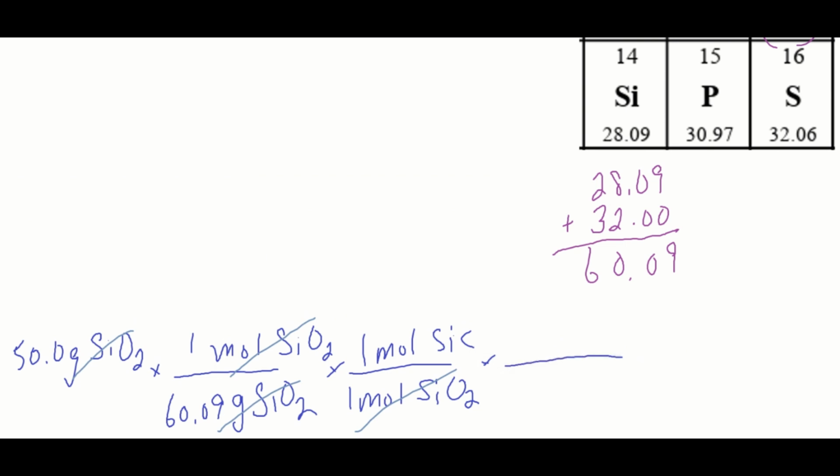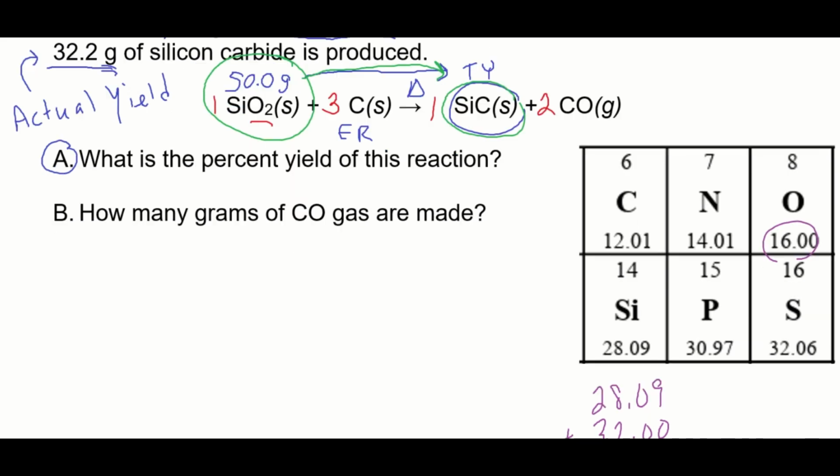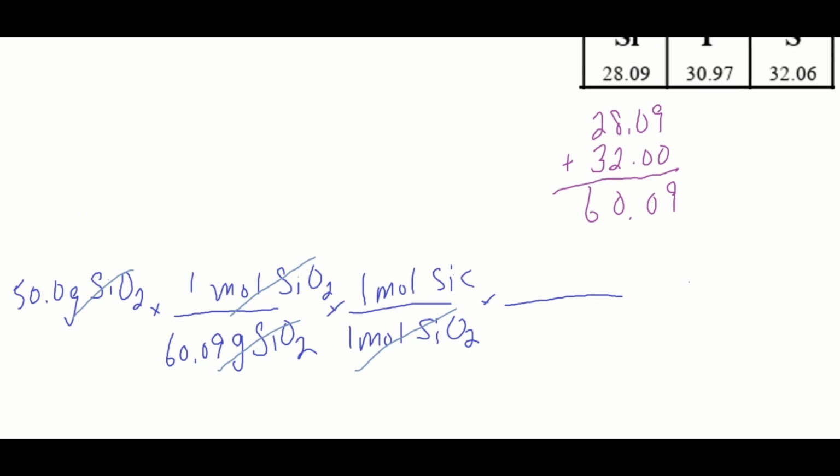Now our final step is to convert to the desired unit. I believe the question was asking for grams. Oh, I didn't read the question because we're doing part A. Okay, what is a percent yield? So we need to get the theoretical yield in terms of grams, because the actual yield is in terms of grams. And since this is a solid, what else would it be? So let's convert to grams. Moles to grams. That's off the periodic table.